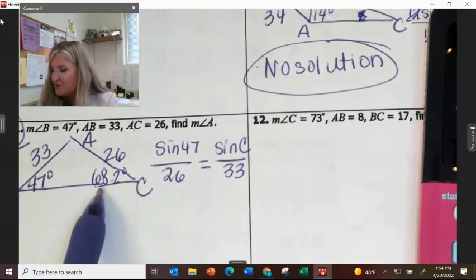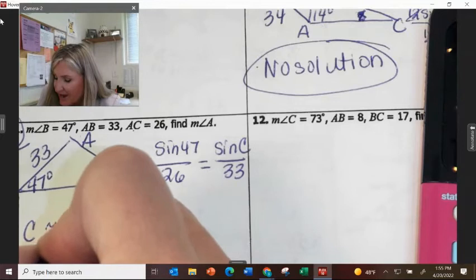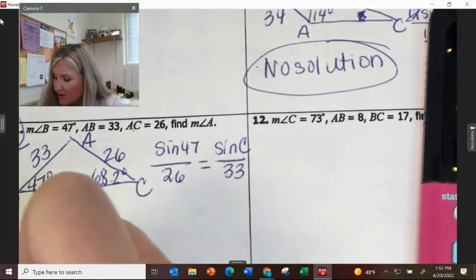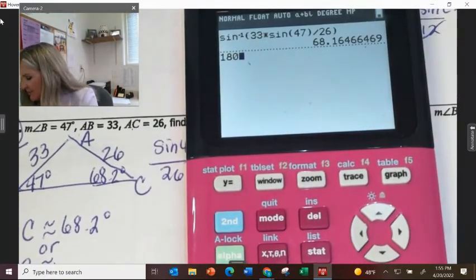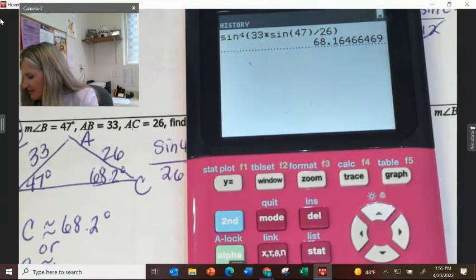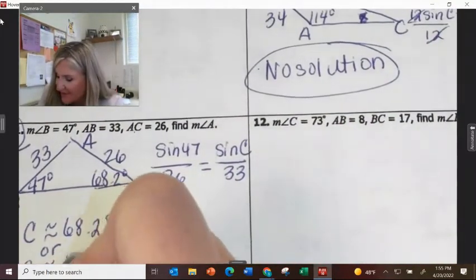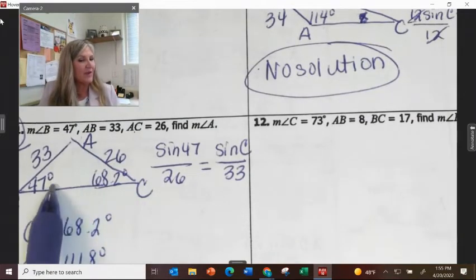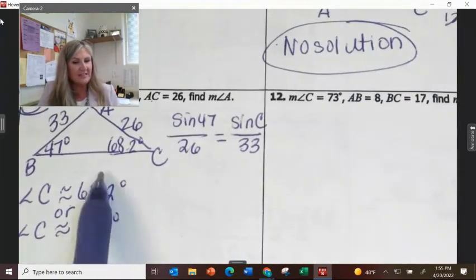Now, do I have to do the supplement? Oh, I think the supplement could make sense too, couldn't it? Angle C can be either approximately 68.2 degrees, or what else could angle C be? 180 minus this. Let's see if it makes sense. Sometimes I just hope it doesn't, because then I don't have to do so much work. But 111.8, would that be okay? It would be okay, wouldn't it? Because see how this could swing in on this one? Because that's 33, so it could swing in. So angle C has to be one of those two.